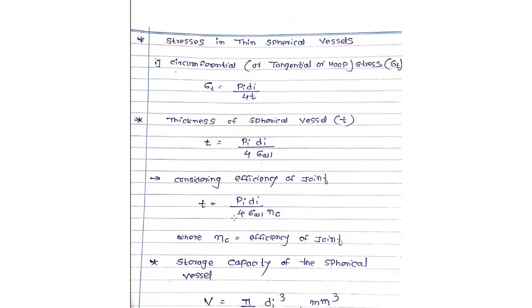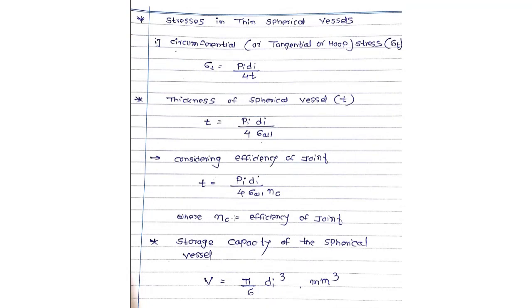Okay, this is about the thickness of a thin cylinder. The next part is stresses in a thin spherical vessel. In the last point we have seen stresses in a thin cylinder. But if the shape of the vessel is spherical, what are the different stresses induced in it that we are going to find out. In that case, there is only one stress induced, which is called the circumferential, tangential or hoop stress. Again, it is denoted by the same letter, sigma t, but the formula is different, that is Pi into Di divided by 4 times t.